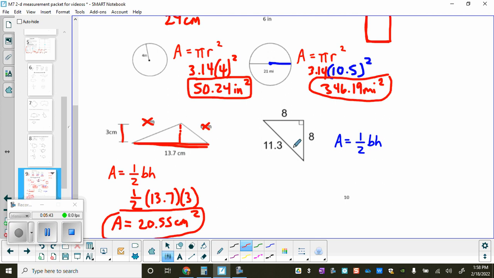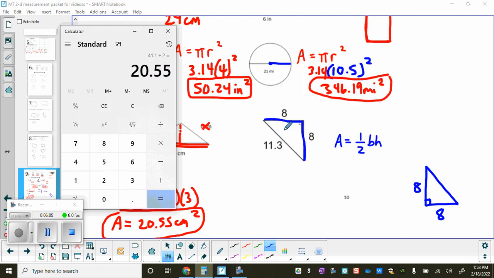Now the base and the height for this one are a little bit trickier. Base and height of a right triangle are always just going to be the two sides that make the right angle. And to help you see it, I could just redraw it, where the 8 is here as a base and the height is here as the 8. And I don't care about the hypotenuse being the 11.3.